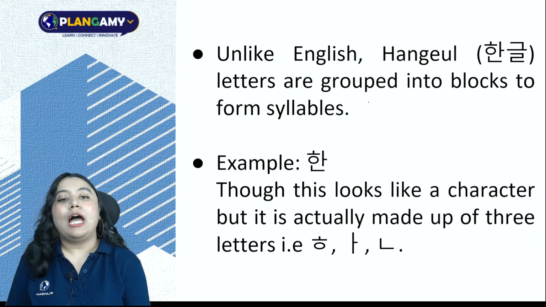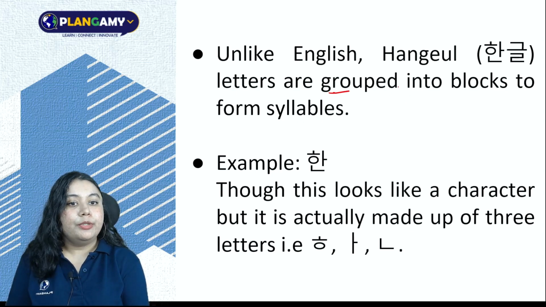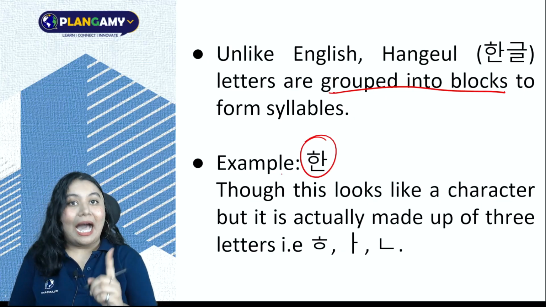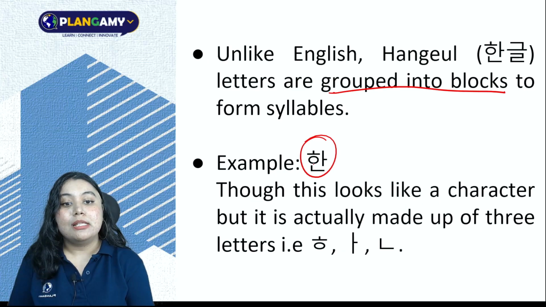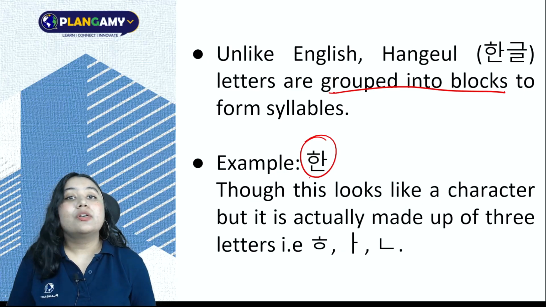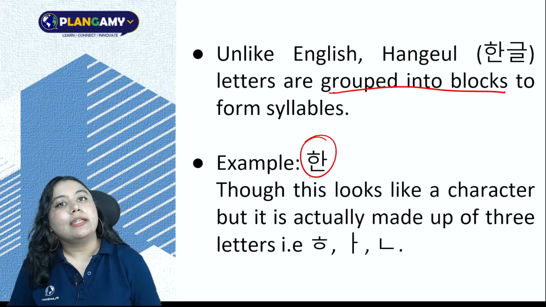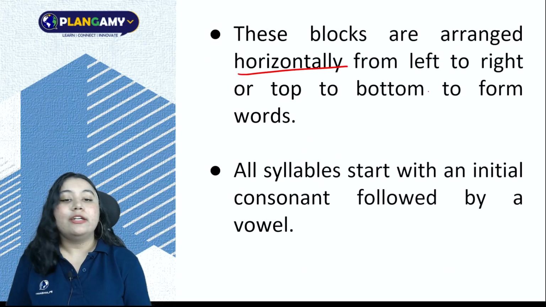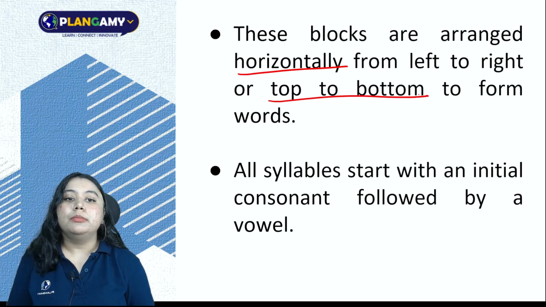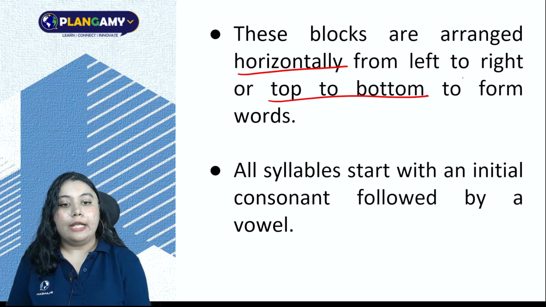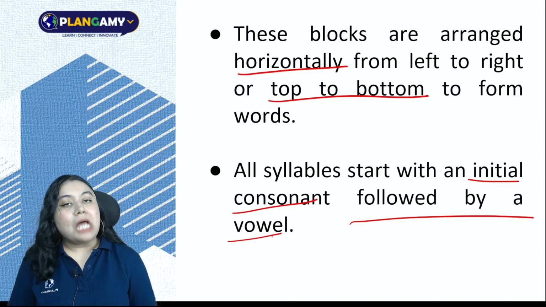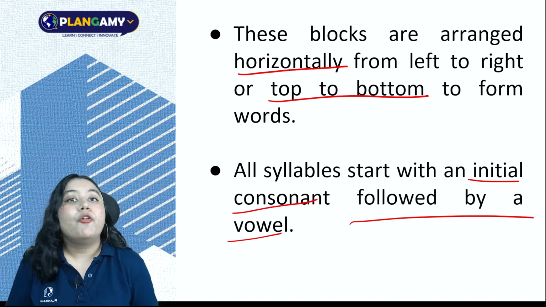Now let's learn about syllables. Unlike in English, in Hangul the letters are grouped into blocks to form words. Now we know Han, for example, the syllable Han. An looks like a character, but it's actually made up of 3 letters. These blocks can be arranged horizontally from left to right or vertically from top to bottom to create words. And all syllables will have an initial consonant followed by a vowel. Always remember, we start with a consonant, then follow it with a vowel.